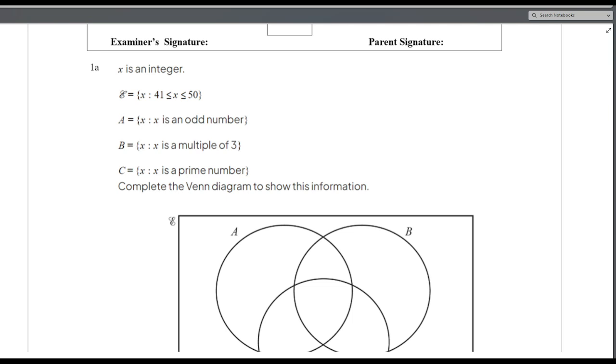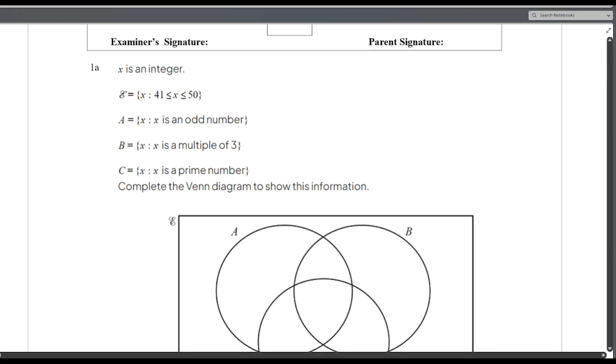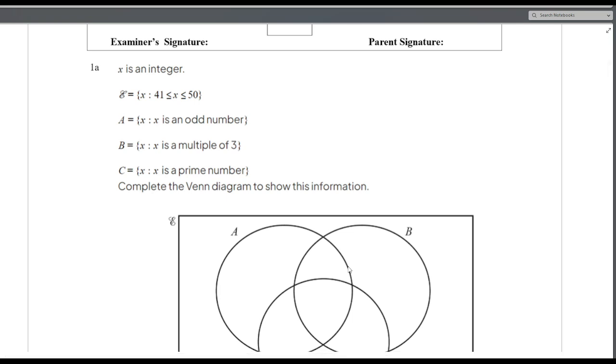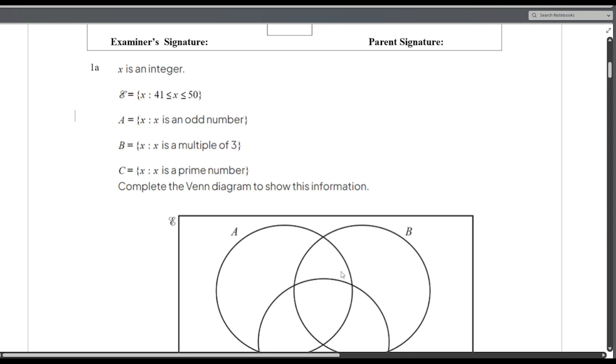Hello everyone. Today we will solve one paper for 50 marks. Now this paper includes chapters like sets and functions, graph, algebra 3 and trigonometry. Let us start with the first question.